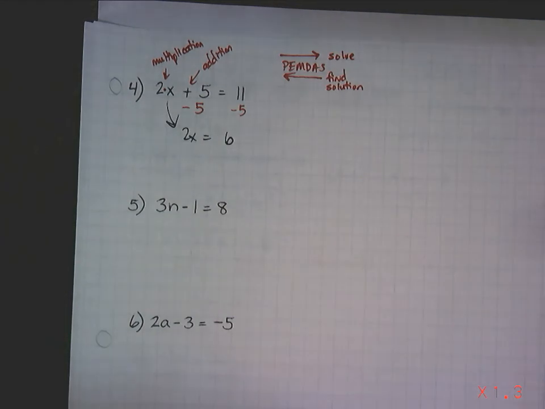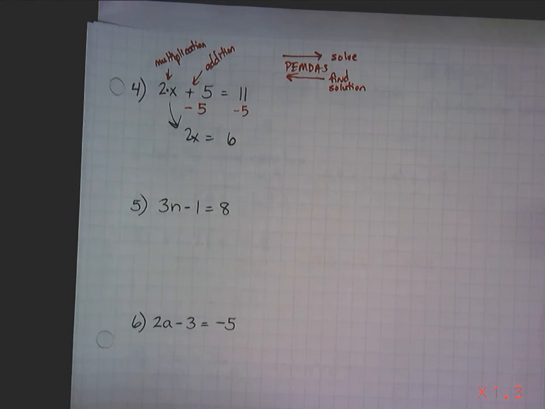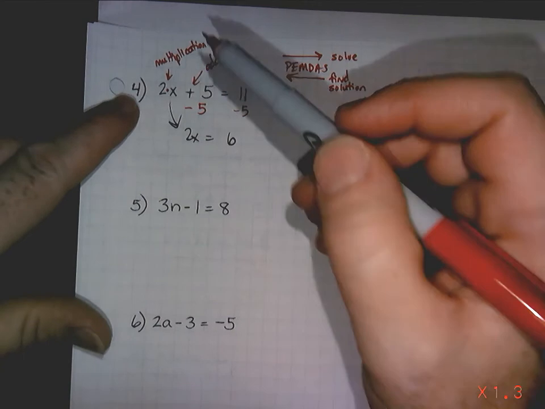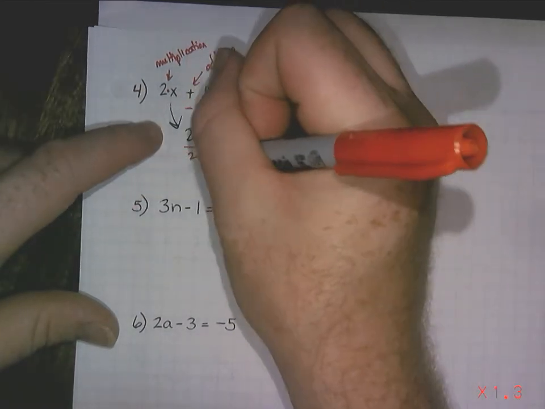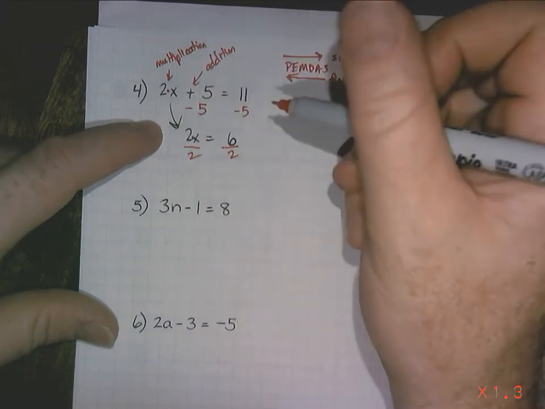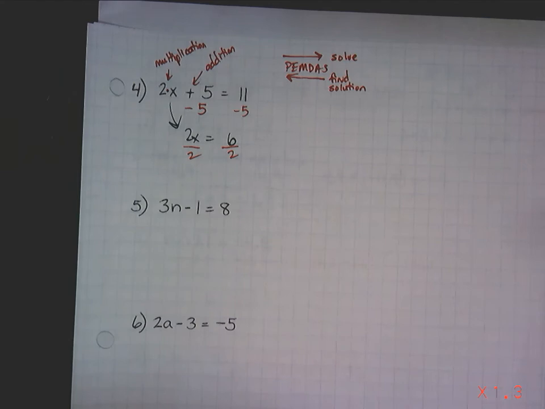Now, we can apply the inverse operation of multiplying by 2. The opposite of multiplying by 2 is dividing by 2. So we're going to divide both sides by 2. And instead of doing the division symbol, I'm just going to put a fraction bar here. And then the answer is going to be x.